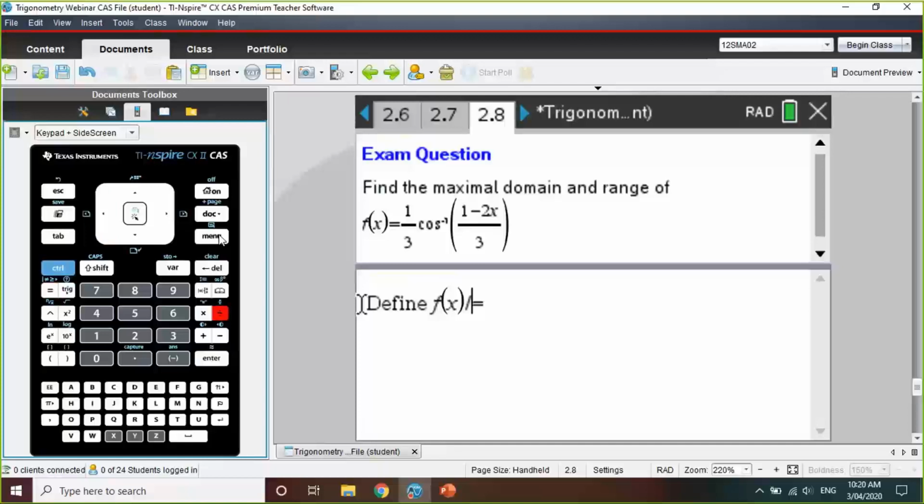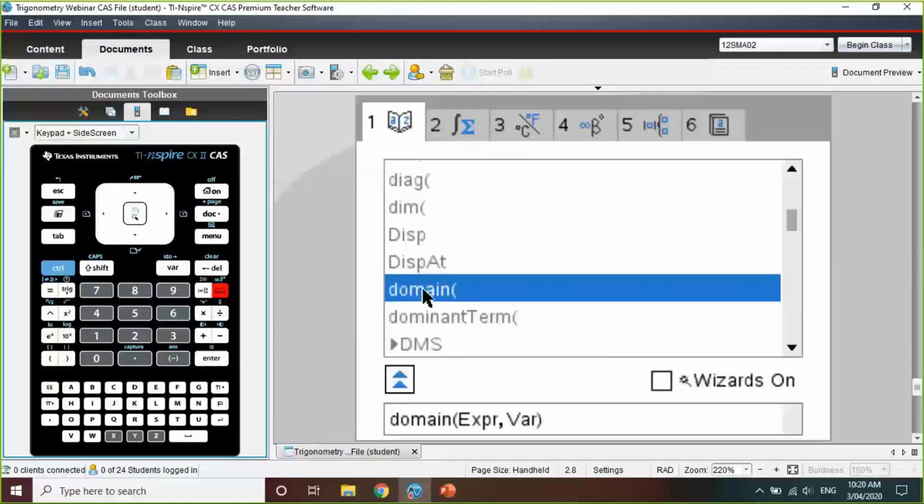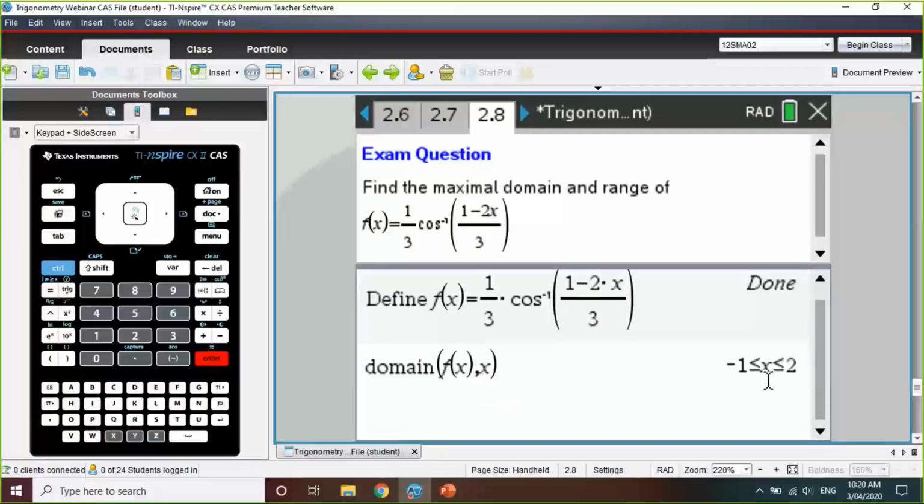So we define f(x) as given in the question: f(x) is equal to 1 over 3 times inverse cos. To get inverse cos, we use our trig button once again. There's inverse cos, and we type in our function. All right, that's all good. Once again, to find our domain, we can go to the catalog, and because I've used domain before, I can simply click that. Now, rather than typing in the whole 1 over 3 inverse cos, because I've defined it as f(x), I can simply type in f(x), comma x, and that gives me my domain straight away.